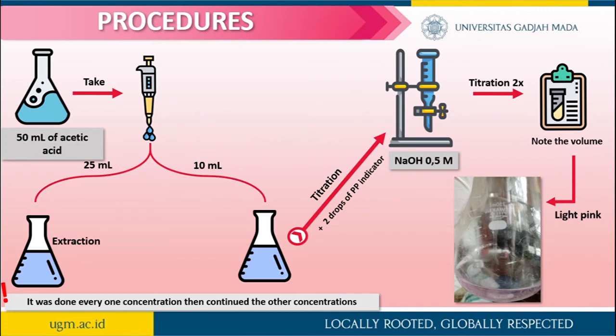In this slide, I will explain the first part. Take 10 milliliters of the solution and add 2 drops of PP indicator, then titrate it with 0.5 molar sodium hydroxide until the color of the solution changes to light pink. The titration process was repeated 2 times, and note the volume of the titration as VA.